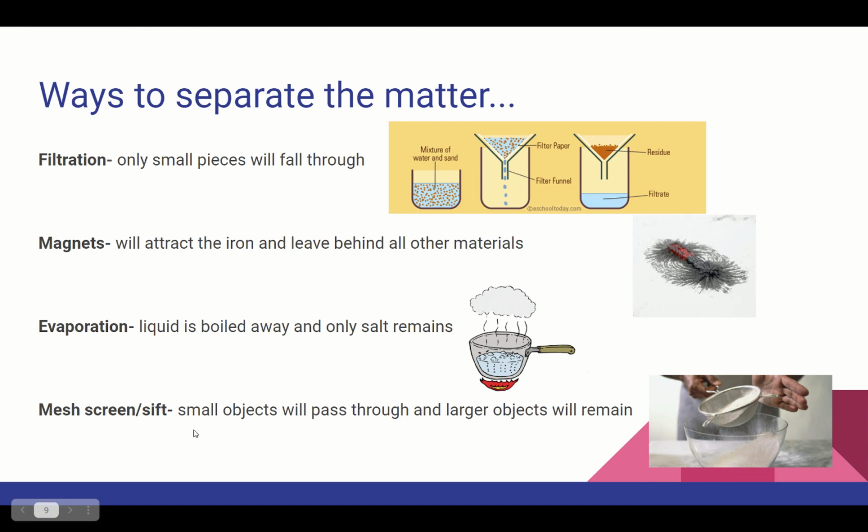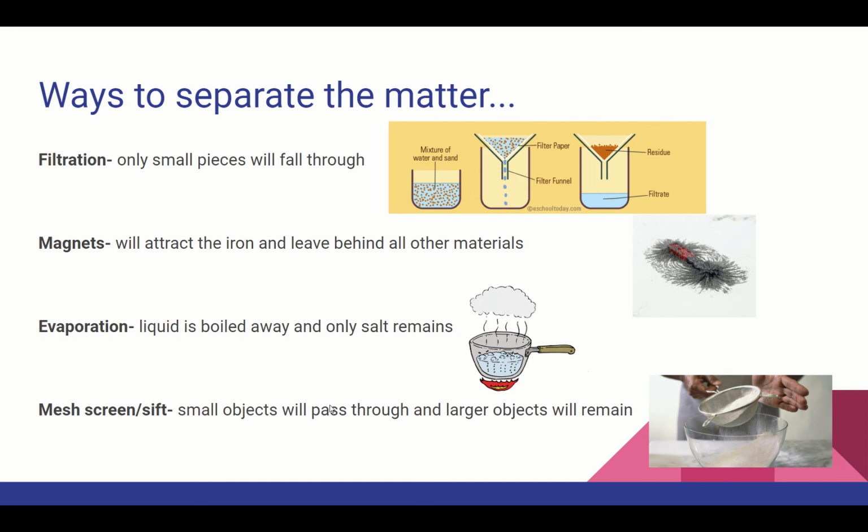And then the mesh screen and sift, very similar to filtration except that it's really for much, much smaller objects. Some bigger pieces will get through here. This one, only much smaller ones will. A lot of times you'll see a sifter, like they're using it for cooking, and you'll see that as well.